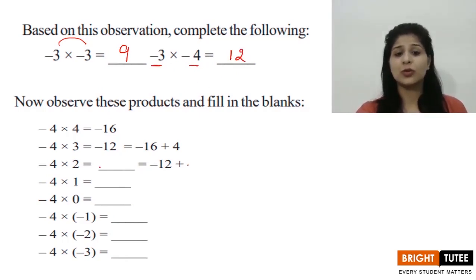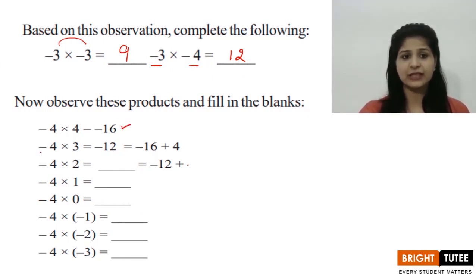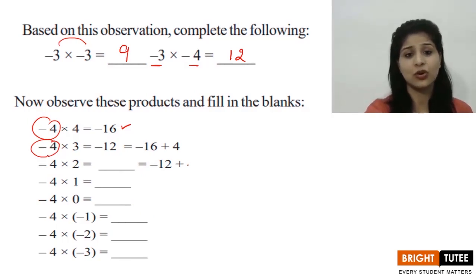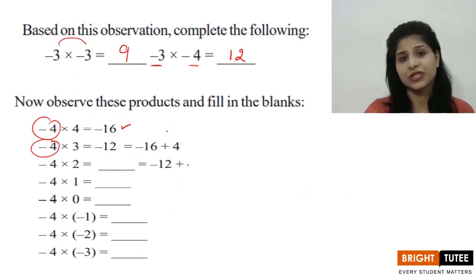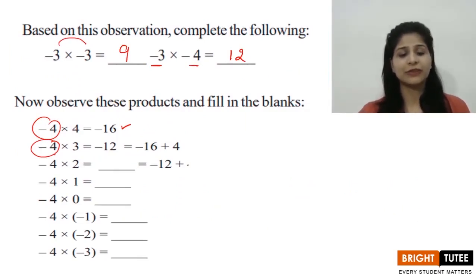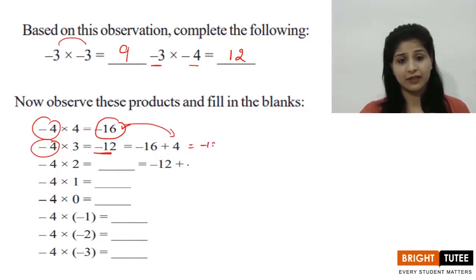Now we have to observe these products and we have to fill up these blanks. Okay, so minus 4 and 4, we know it will be minus 16. Minus 4 and 3, now here minus 4 is fixed, as in the previous case you saw that minus 3 was fixed, here minus 4 is fixed. So now 4, then we multiply it with 3, we get minus 12. Minus 12 is what? When we subtract, just see, minus 16 is there. What we do? We are adding 4 into it and we get minus 12. Right? So every time we will add 4, you will observe this.